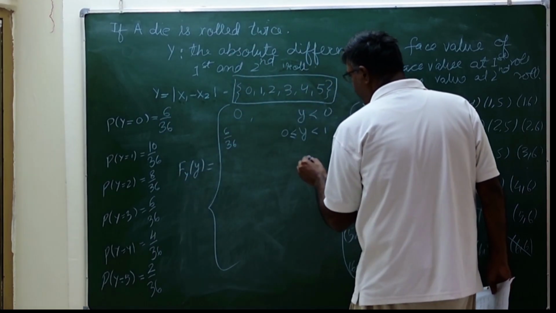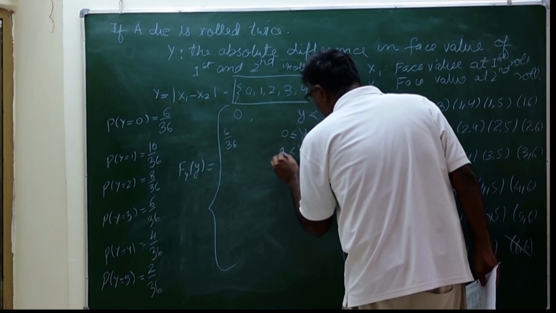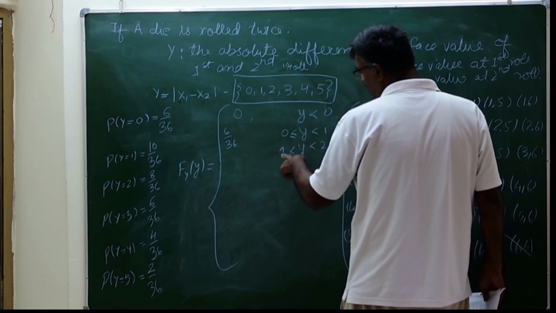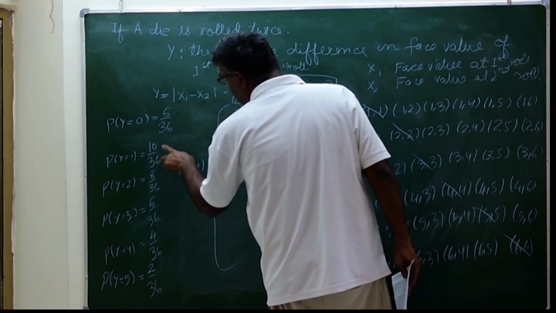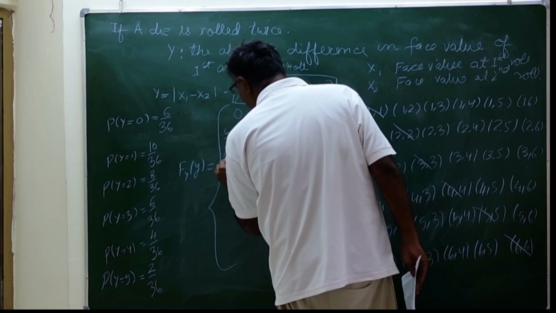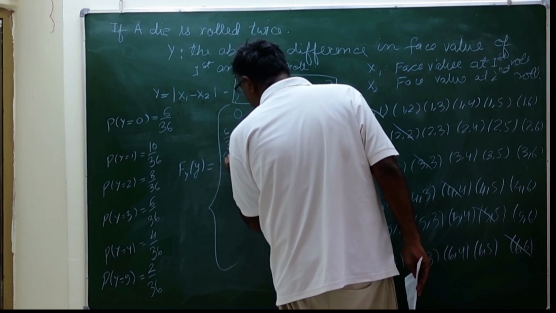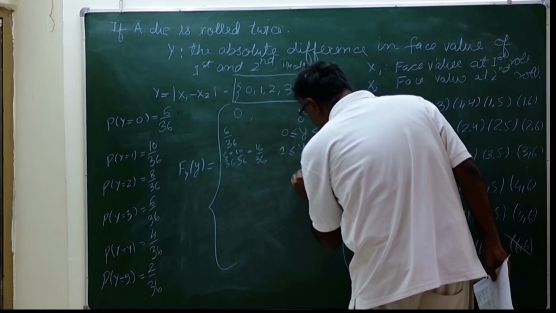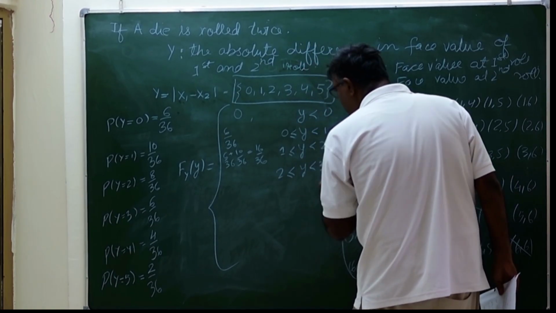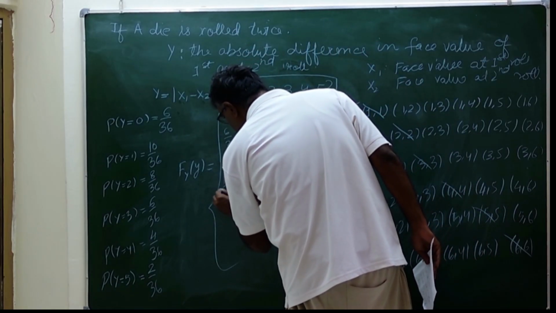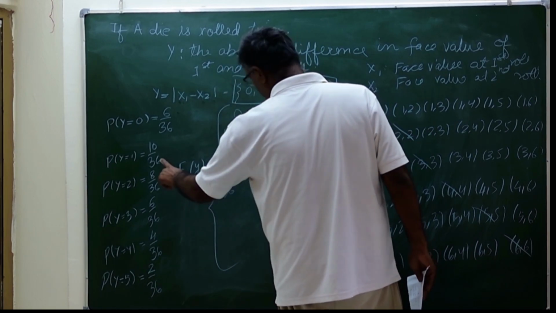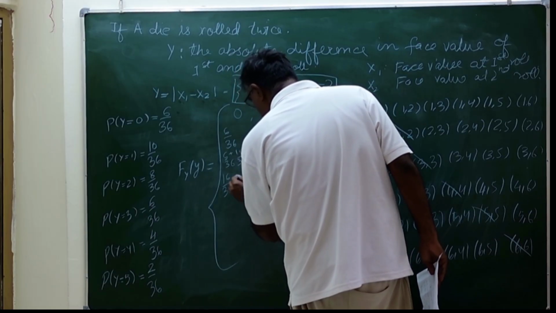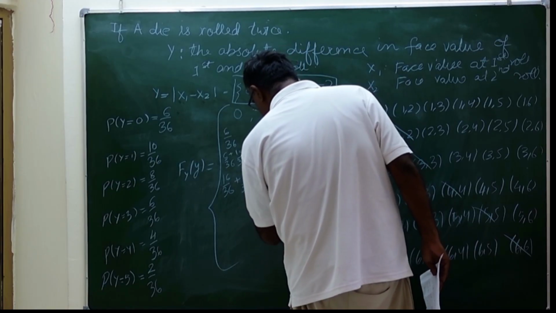And then accordingly we will keep enhancing the values of y. For y greater than or equal to 1 and less than 2, this will be probability 6 by 36 plus 10 by 36, so it will be 16 by 36. So if y takes a value, say 2 but is less than 3, we are given that 16 by 36 plus y taking the value of 2 is 8 by 36. So it is 24 by 36.